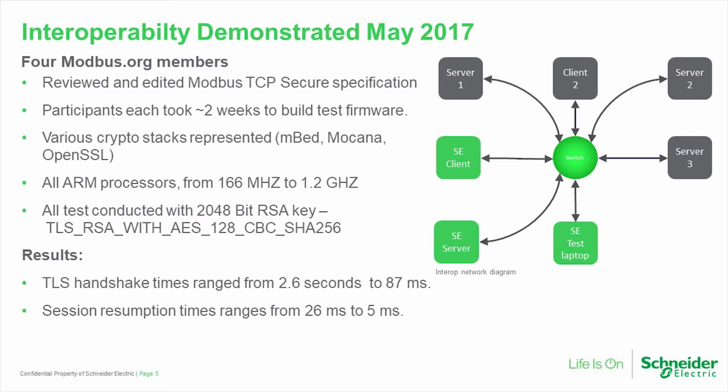Turns out we all spent about 2 weeks. We're lazy engineers, so minimal time. And various pieces of hardware. It was really quite interesting. Turns out we all had ARM processors, that's fine, but they range from 133 megahertz all the way up to 1.2 gigahertz, so quite a range of capability there. And there were quite a few different crypto libraries as well. We had a few people on OpenSSL, we had Mocana, and we had Mbed TLS.